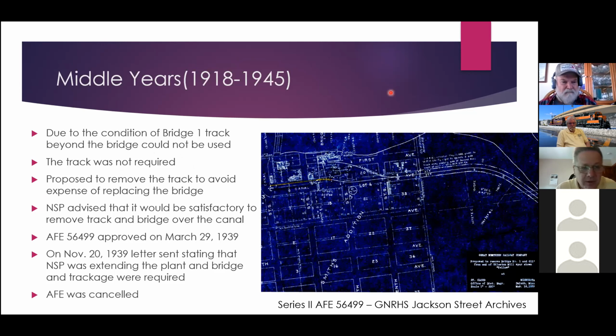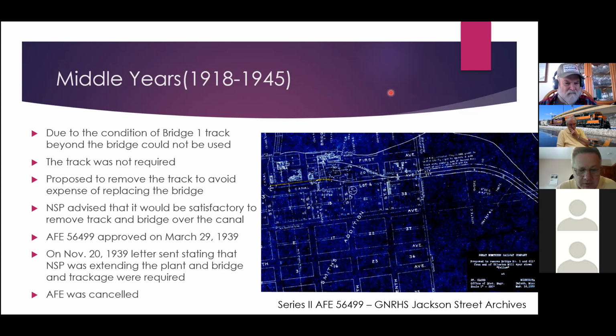So in 1939, due to the condition of the replacement bridge, it couldn't be used anymore. So it was unsafe. And at this point, there was no mill there or anything. And so basically, instead of replacing the bridge, it was proposed to remove the track and the bridge. NSP said it was fine for them to remove the track and bridge over the canal. So they approved an AFE in March to remove it.